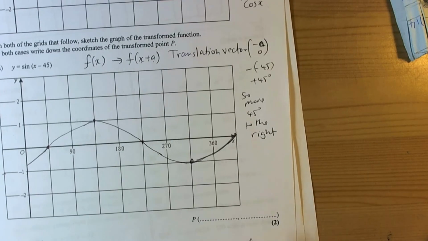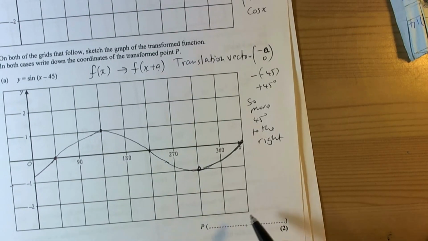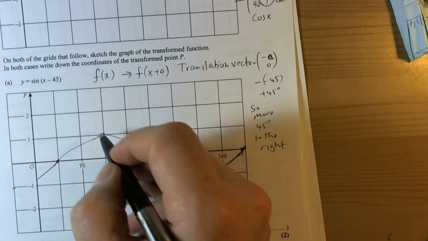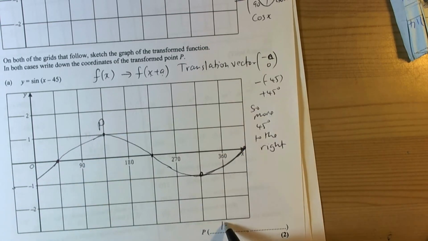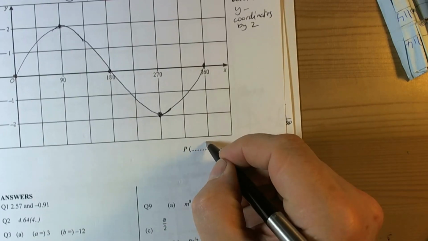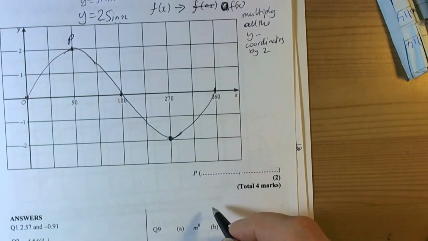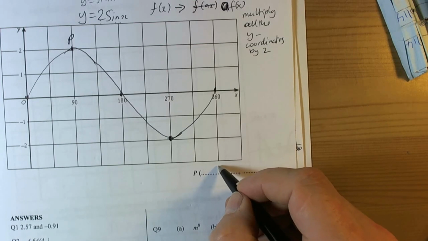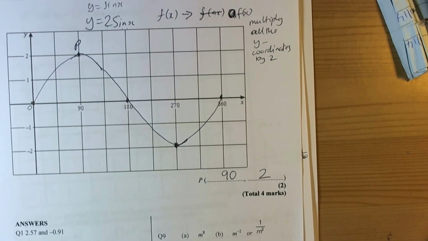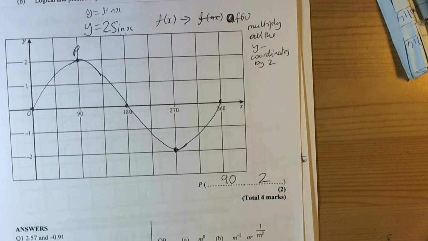Again, must remember to read the questions really carefully. It did say write down the coordinates of P. So what has happened to P? Well, P in this case had gone to 135, 1. And on the other function change, the coordinate of P had changed to 90, 2. So again, it's just a case of make sure, guys, that we read the questions and always answer what they want. So we've drawn the curve, but we must make sure we put down the coordinate P as it was asked for.